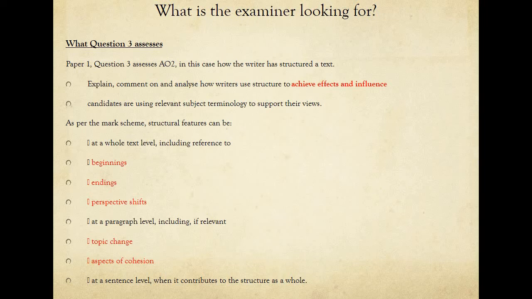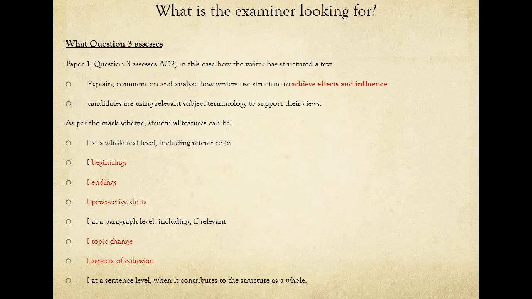Now, I've said this to those of you that I have in class. I'll say it again. I'll probably say it multiple times, to be honest. The best way to do this is to break question 3 up into 3 paragraphs. Paragraph 1 is exploring the opening, the beginning. How does it open? What structural choice does the writer make? What comment on that? Why do you think the writer's made it? Analyse it. Tell me the effect and the influence on it.